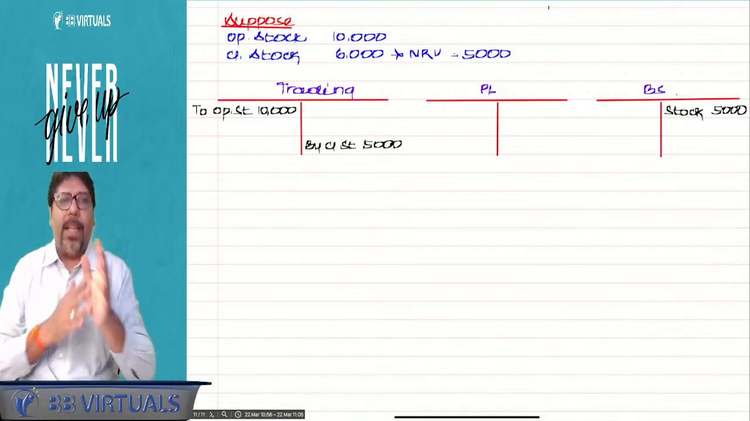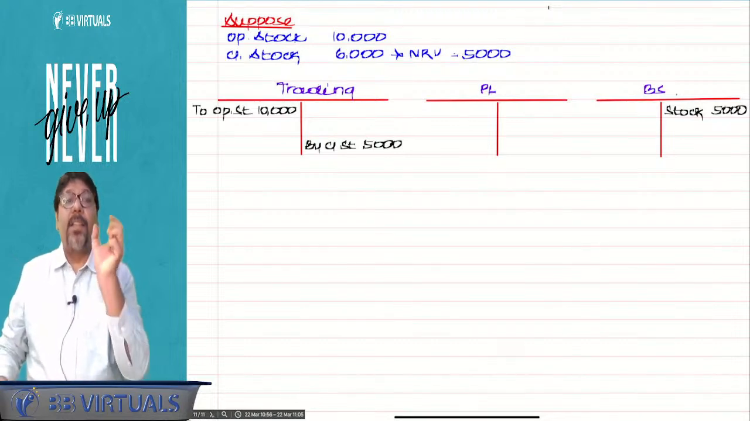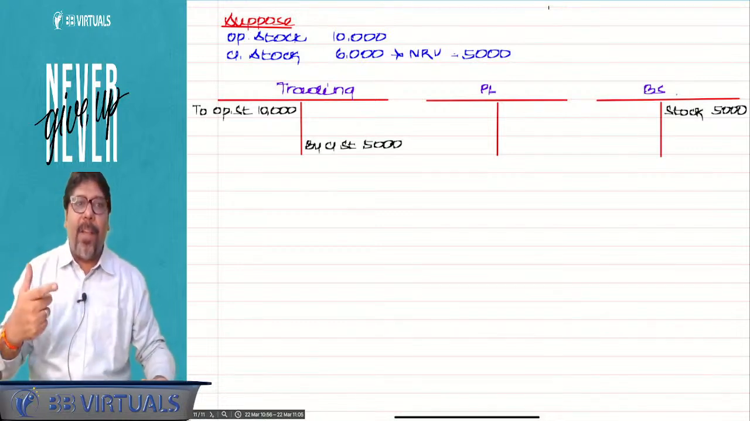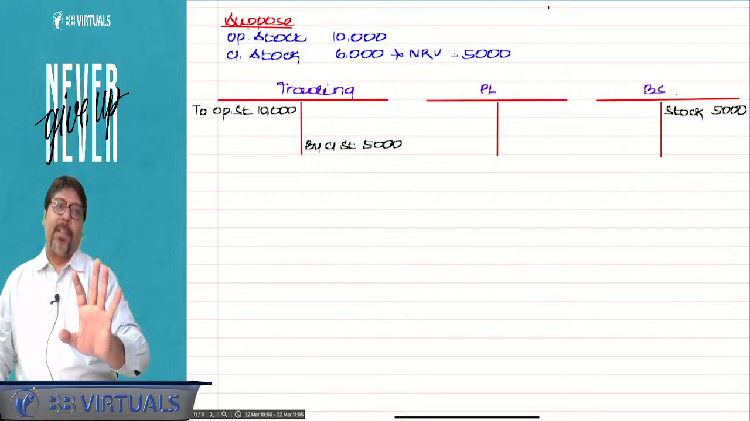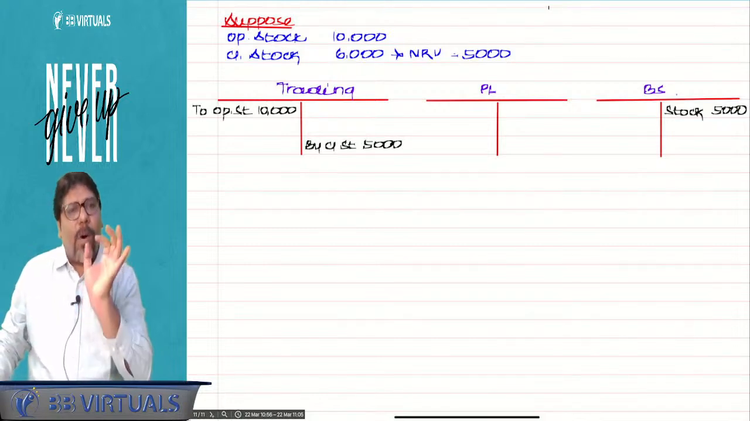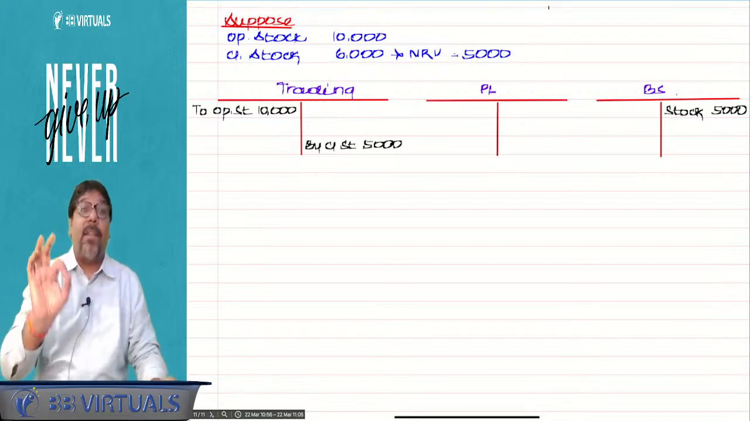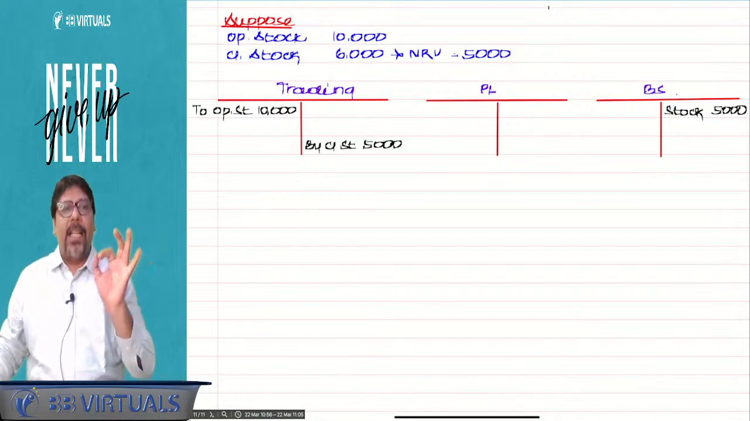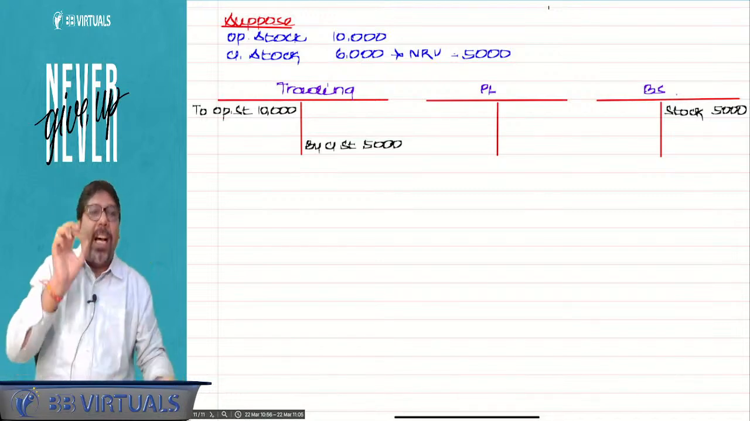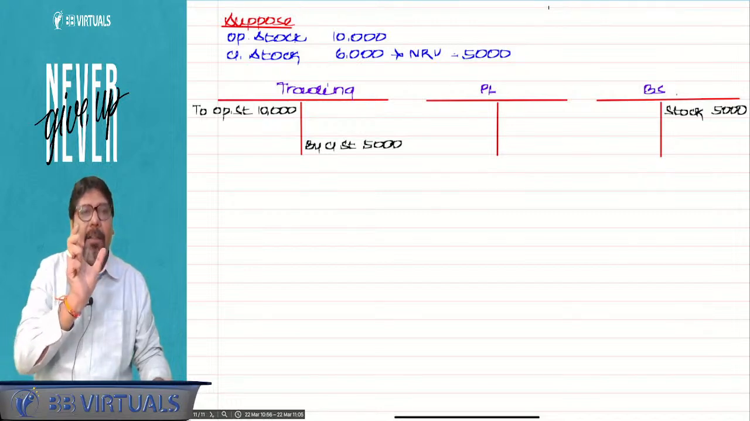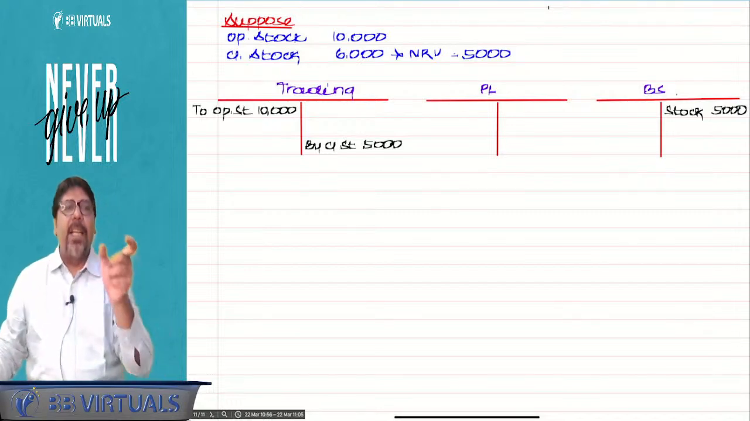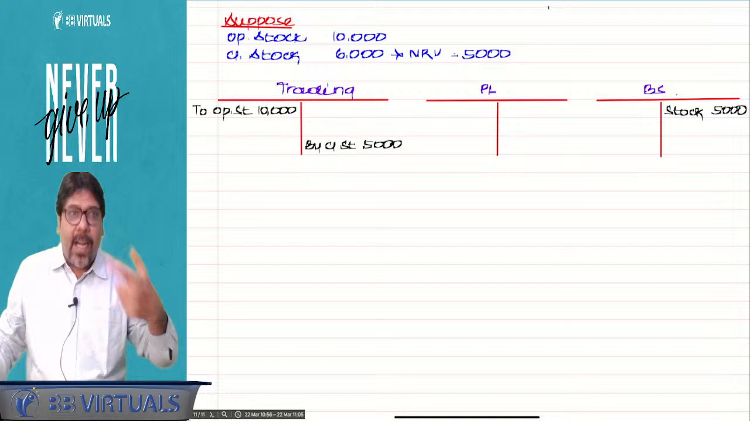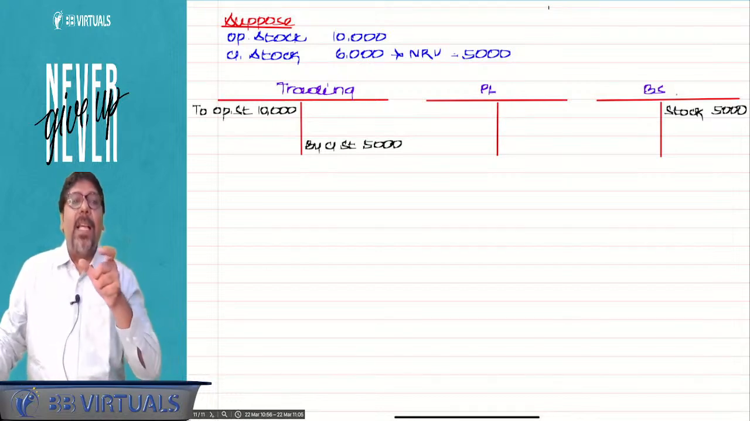Yes or no? Now tell me, what is the cost of closing stock? Sir, 6,000. What is the NRV of closing stock? Sir, 5,000. What is the full form of NRV? Sir, net realizable value. Wonderful. Very good. Now, what is the second word? Sir, realizable.